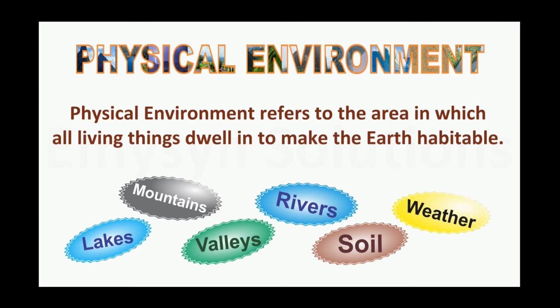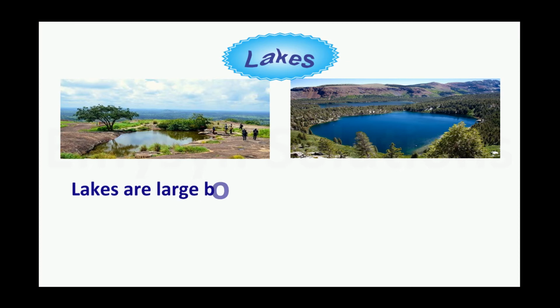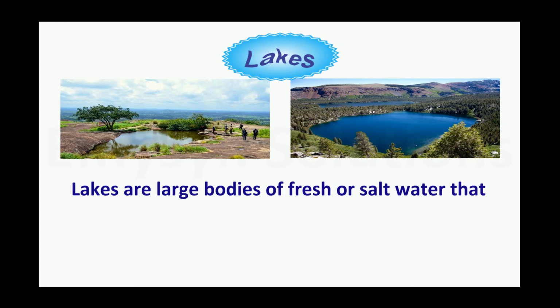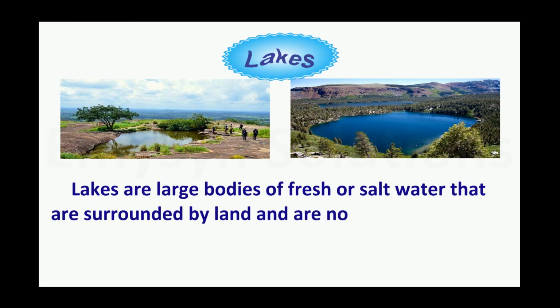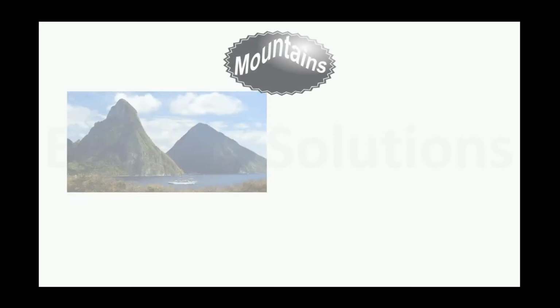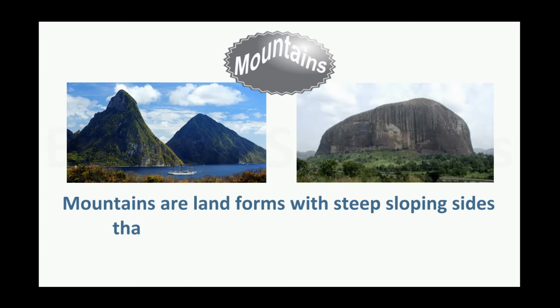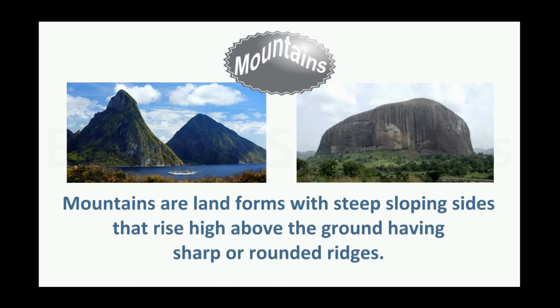Let's understand them better. Lakes. Lakes are large bodies of fresh or salt water that are surrounded by land and are not part of an ocean. They could be natural or man-made. Mountains. Mountains are landforms with steep, sloping sides that rise high above the ground, having sharp or rounded ridges.